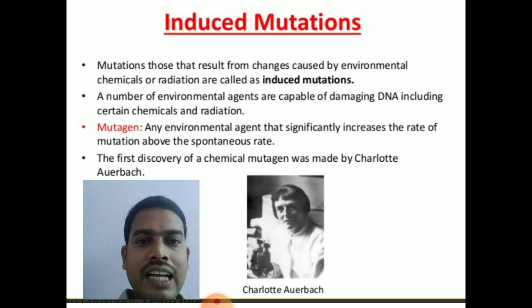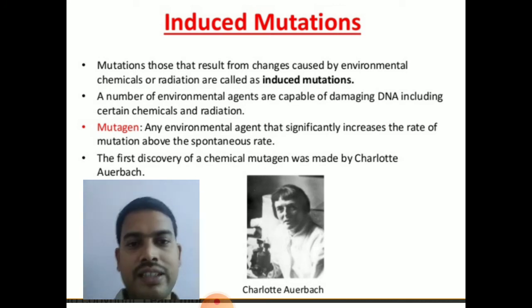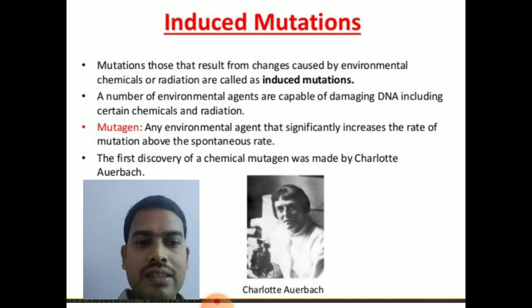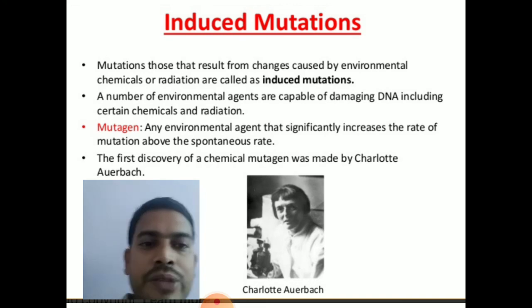So induced mutations, as I already mentioned, may be caused by physical agents, that is radiations, or chemical agents, any chemical compound. The first chemical compound identified as a mutagen, a compound which will induce mutation, was by Auerbach. So Auerbach was a scientist who identified a mutagen. A mutagen is a chemical compound that will induce mutations. So she was the first scientist, Charlotte Auerbach, who identified this mutagen.